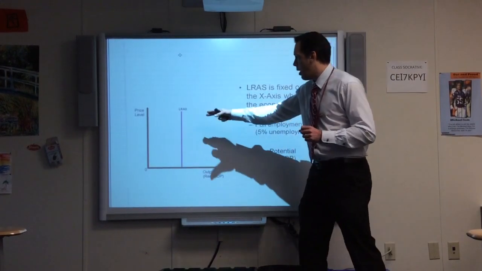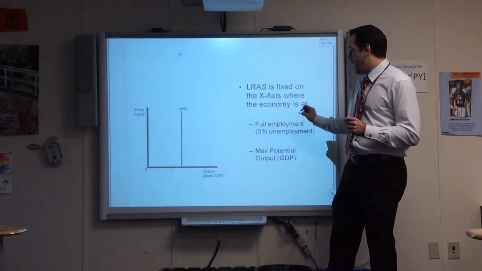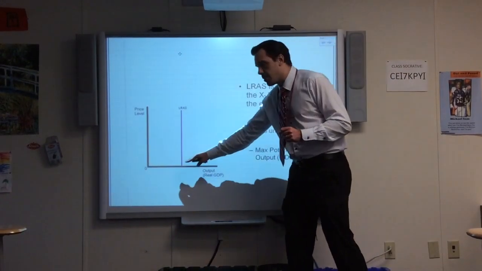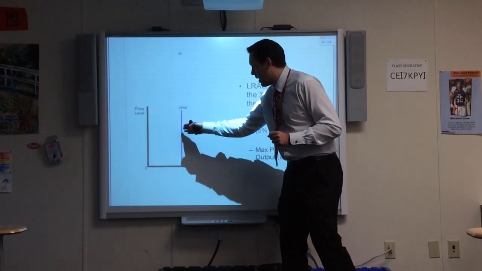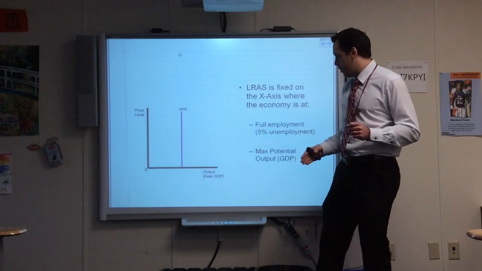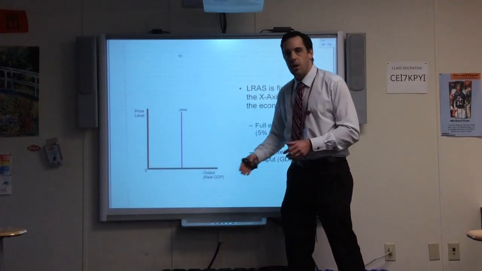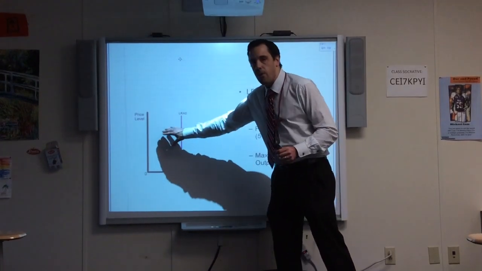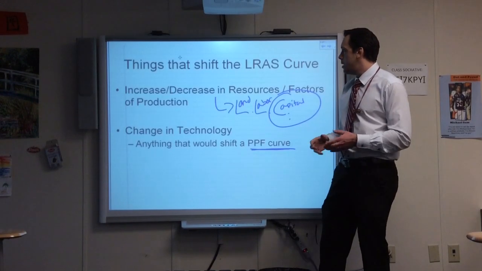So this is where we are. This is our long run aggregate supply. It's full employment. It means 5% unemployment. So anything to the left is higher unemployment. Anything to the right is lower unemployment. And it is our max potential in the long run. We can go outside or we can go underneath it, but we will always return to the LRAS.